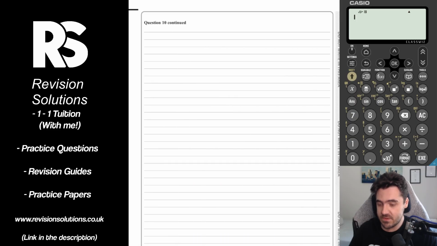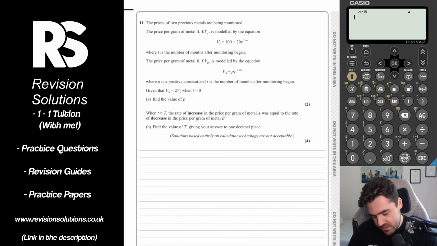Moving on to question 11. It says the prices of 2 precious metals are given by: metal A is 100 plus 20 e to the 0.04t, and metal B is p e to the minus 0.02t. And just take note of the unit. The value is in pounds, and t is in months, so just bear that in mind for later. Here's our information now: VB equals 2VA when t equals 0. So we can make an equation out of that to solve for p.